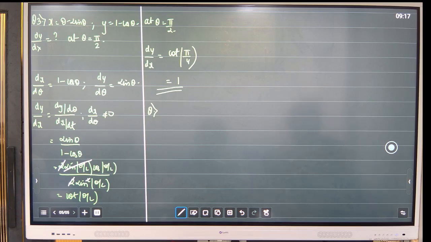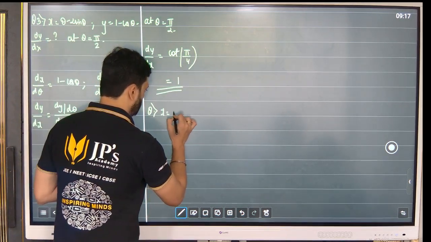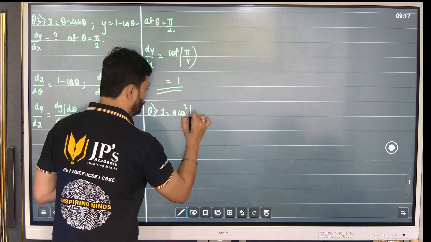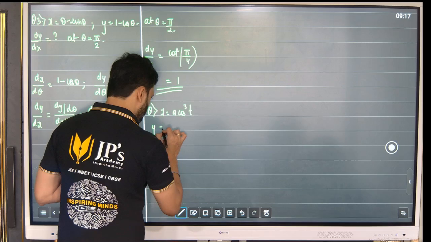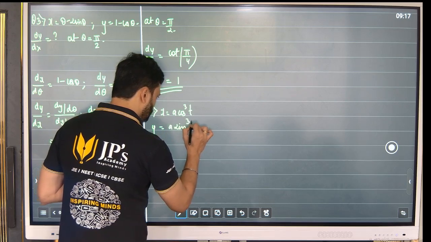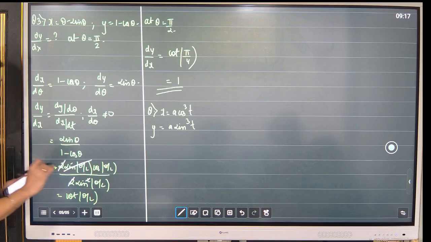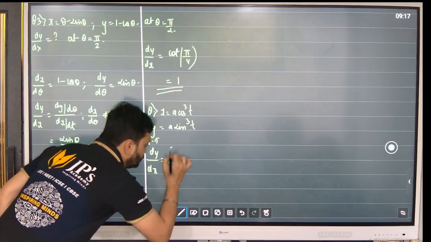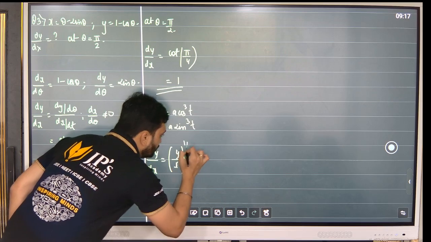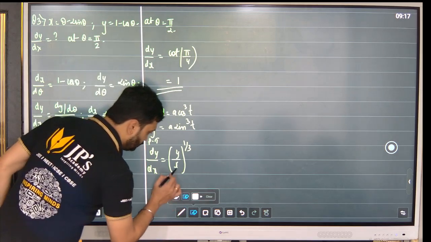Now your exams will have questions like this. For example, we'll take a very easy sum to start with. x is equal to a cos cube t, y is equal to a sin cube t. Prove that dy by dx is equal to minus (y by x) raised to 1 by 3. This is the question given to me.